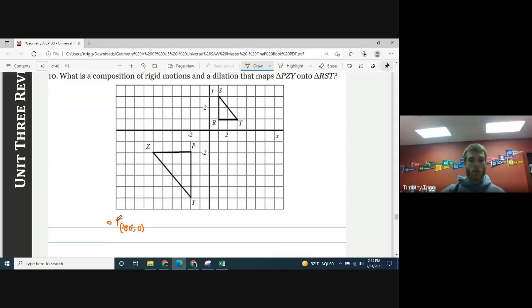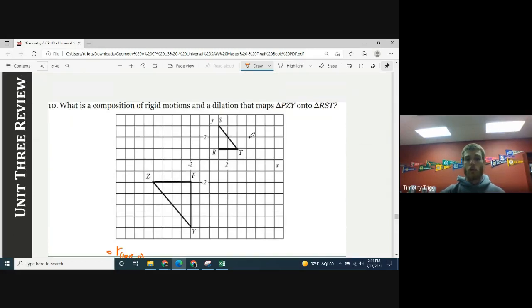And then, so remember, we go right to left. So, and then, well, when we do that, let's go ahead and do that rotation and see what it looks like. So P would be here. And then 1, 2, 3, 4. So it looks something like this here.